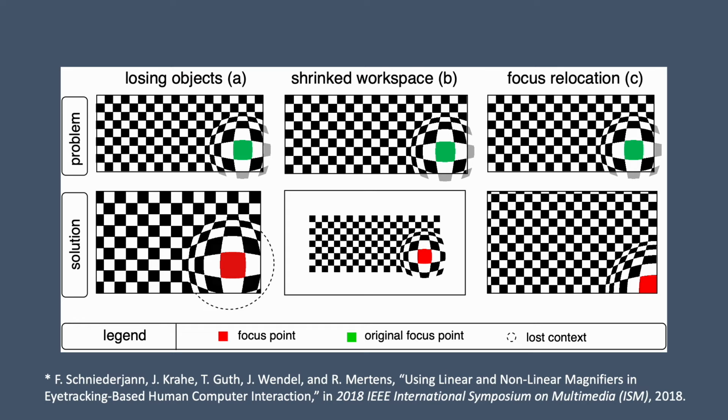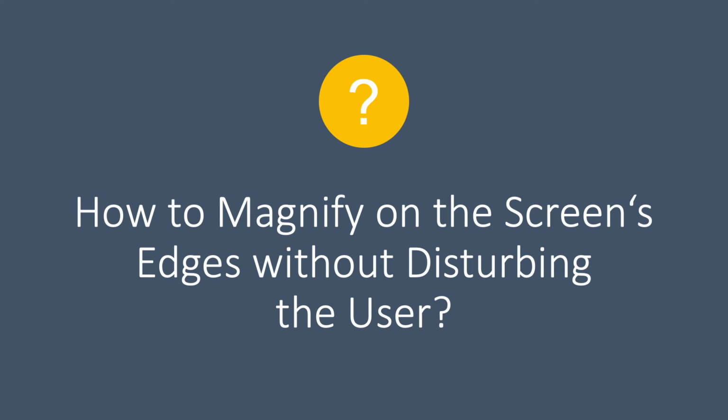Another way to fix this is to relocate the focus to a point where no information is pushed outside of the visible area. While this can work in some cases, it limits the usable size of the magnifier. In the most extreme case, on the edges of the screen, only a quarter of the magnifier is visible, limiting its effectiveness in interaction tasks. So the question remains: how to magnify on the screen's edges without disturbing the user?